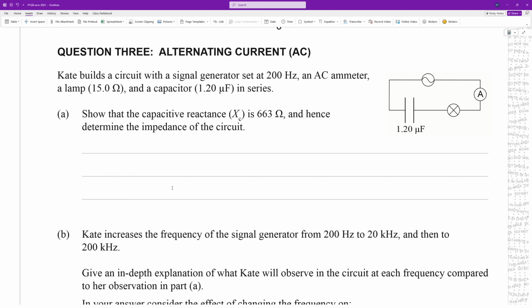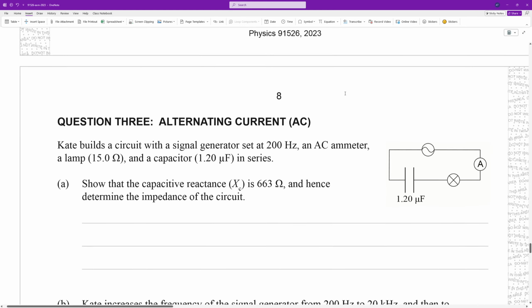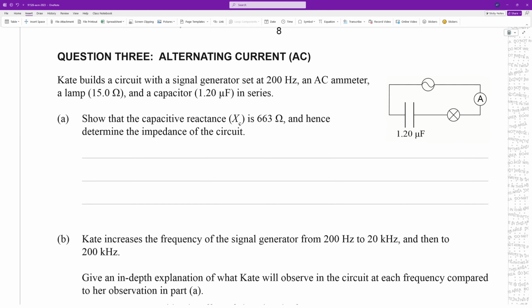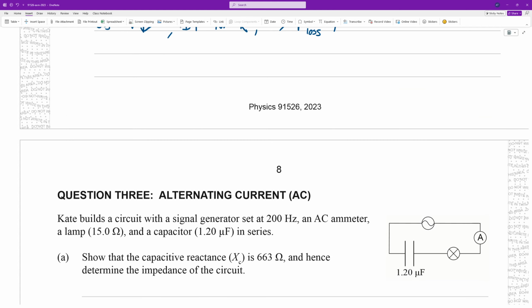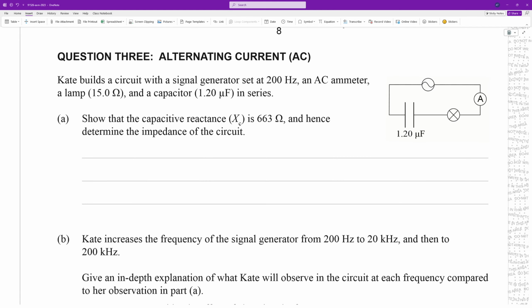Alternating current. So Kate builds a circuit with a signal generator. That's like an AC power supply where the frequency can be adjusted. It's initially set to a frequency of 200 hertz. And it has a lamp with some resistance, 15 ohms, and a capacitor with a capacitance of 1.2 microfarads. They are connected in series.